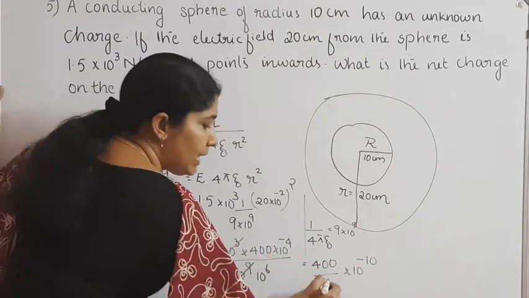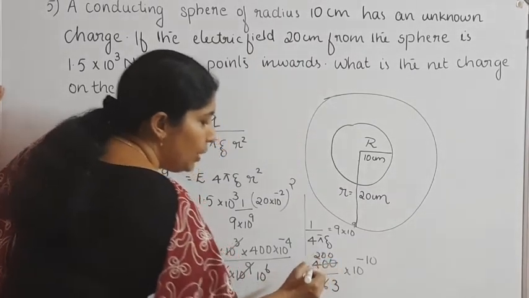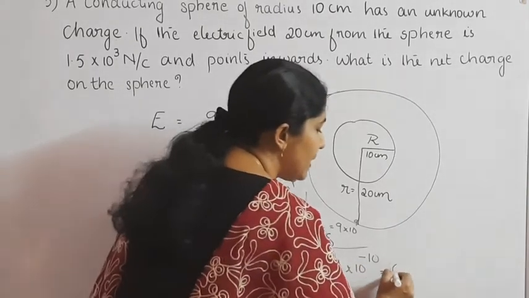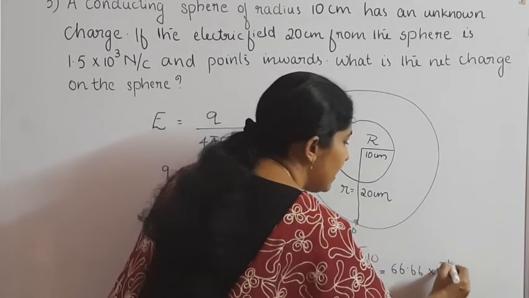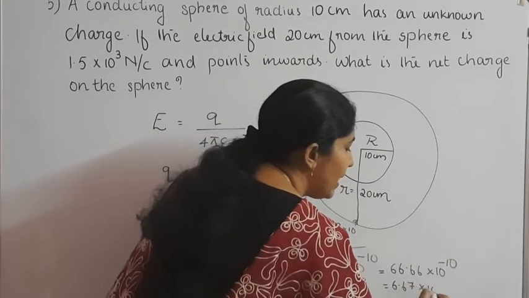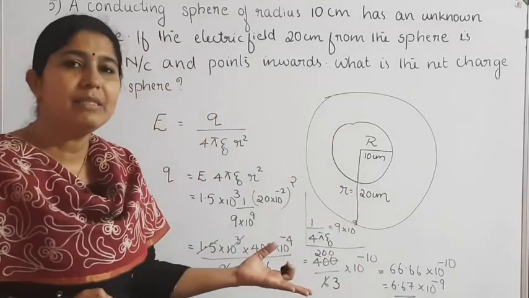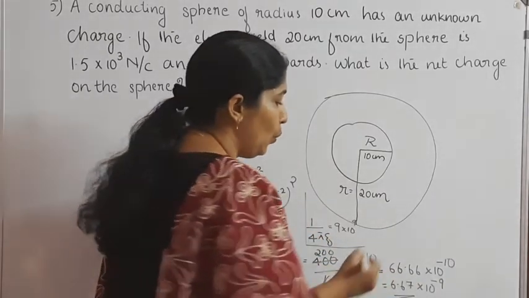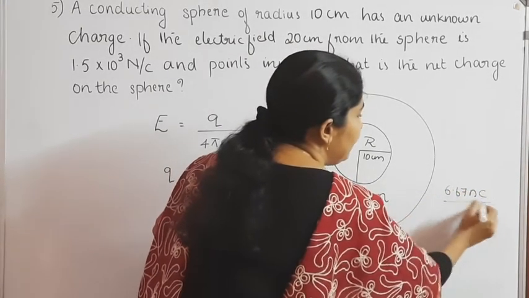Again, we can cancel this. That's equal to 3 times, here it's equal to 200. 200 divided by 3 is equal to 66.666 something into 10 raised to minus 10, and it is equal to 6.67 into 10 raised to minus 9. 10 raised to minus 9 means nano coulomb. Therefore, the answer is 6.67 nano coulomb.